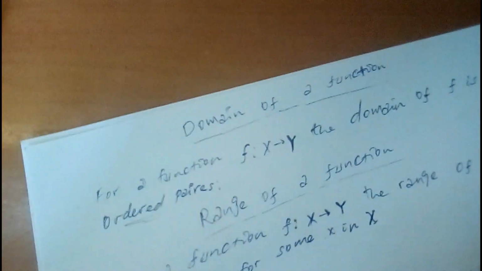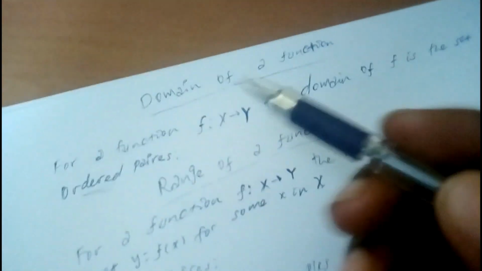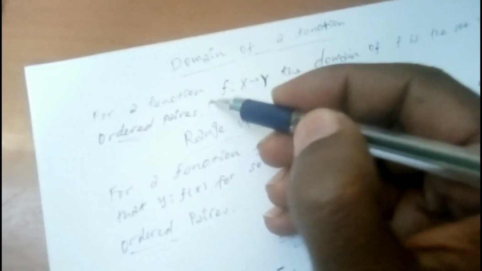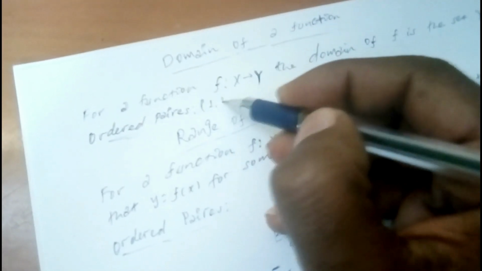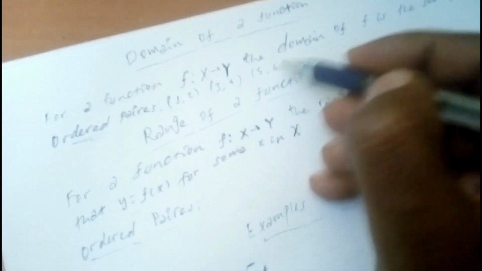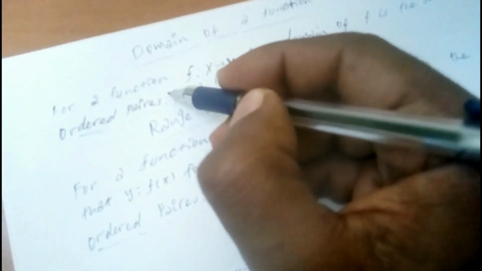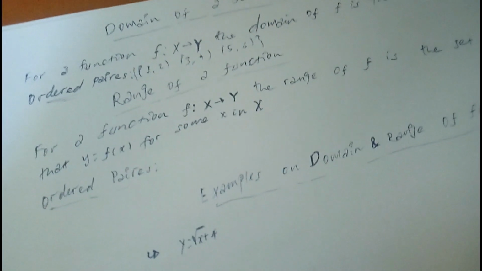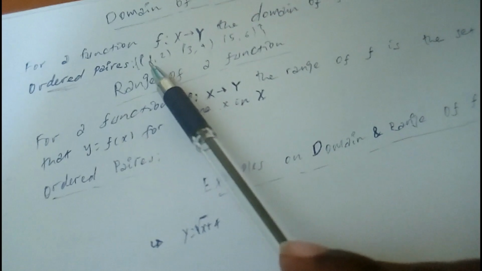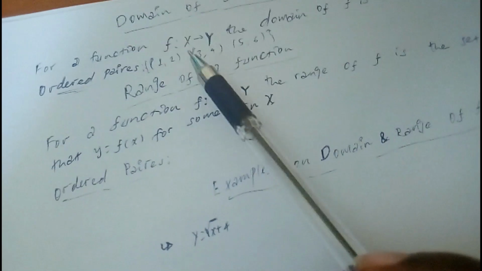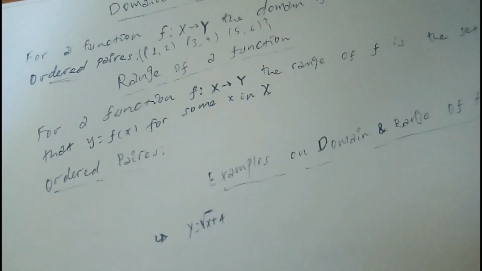For example, if we look at ordered pairs as an example, sets of (1, 2), (3, 4), (5, 6). If this is some kind of ordered pairs of a function, then the domain is just the values of x. Our domain will be 1, 3, 5, and our range will be 2, 4, 6, simply for ordered pairs.